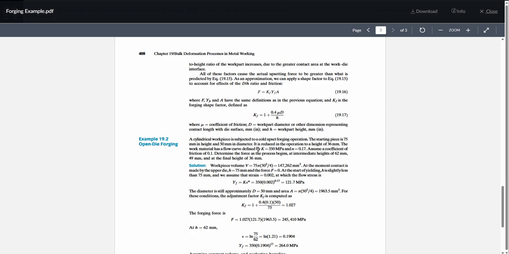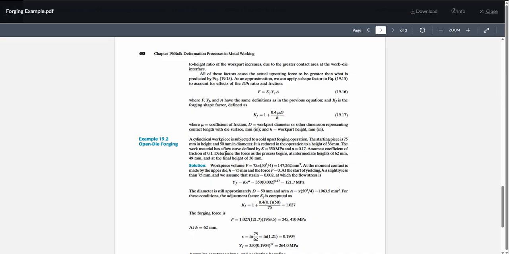The work material has a flow curve K value of 350 megapascal, and the n value is 0.17. We assume the coefficient of friction given to us is 0.1. So you can see that everything we put in here, we need to calculate the KF. We have the coefficient of friction, we have the diameter, we have the height, 0.4, and then plus 1. Also, if I do the other calculations like the original height and the final height, this will help me to find the value for the ln, or the strain. Now, let's continue with that.